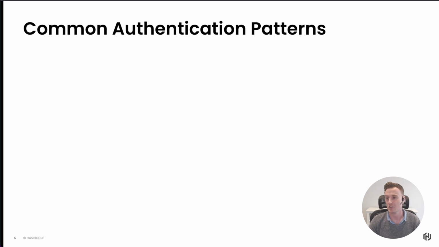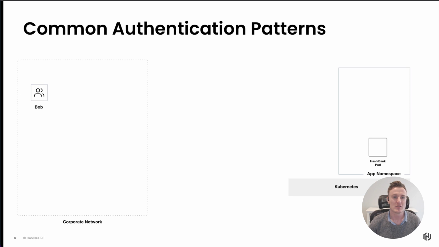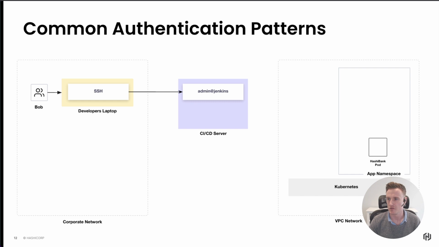So let's take a look at two of the most common authentication patterns that I see in enterprise environments today for developers accessing Kubernetes. So the first one is my developer over here called Bob, who's in the corporate LAN network. He wants to access this Kubernetes cluster over here on the right, which is in some kind of distant VPC network. Now, in order to create this access, he's going to use his laptop to SSH to some sort of well-known piece of infrastructure. Now, this might be a dedicated SSH bastion host. It also might commonly be some kind of build server, a CI/CD server.